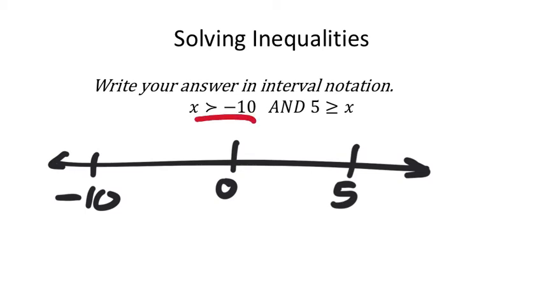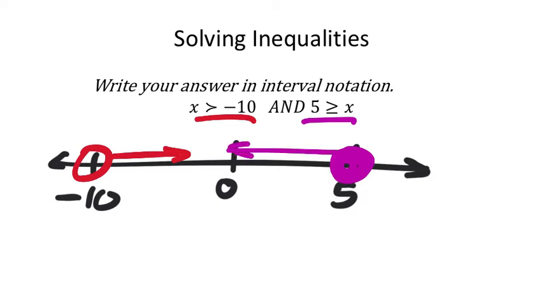I'll do this one in red. So that's an open circle. It's eating the x, so it goes to the right. And then also, I'm sorry, 5 is greater than or equal to x. So this would be a closed circle at 5, but it's not eating the x, so this one will go to the left. So again, we want the intersection. You can extend these lines, but they'll only intersect between negative 10 and 5.